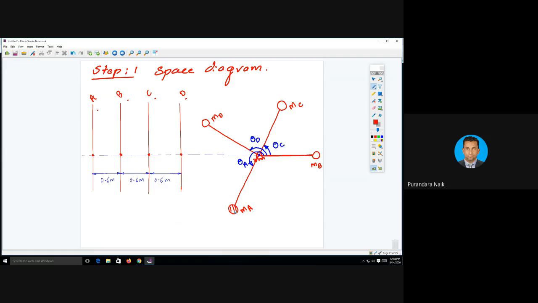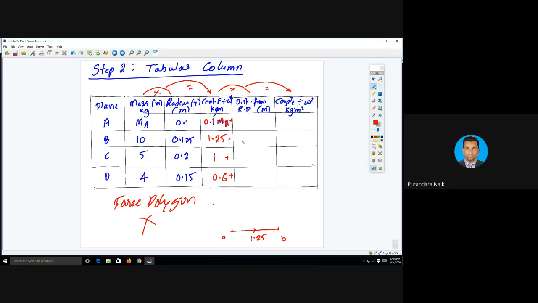B, if you select B, here the mass of B is known. Angle of B is also known. You cannot take this as a reference plane, because if you take B as a reference, what happens in the tabular column? The distance between the reference plane and B will become 0. This term will become 0. So making a known quantity into 0, there is no use. You cannot solve the problem. Don't make any known value 0.